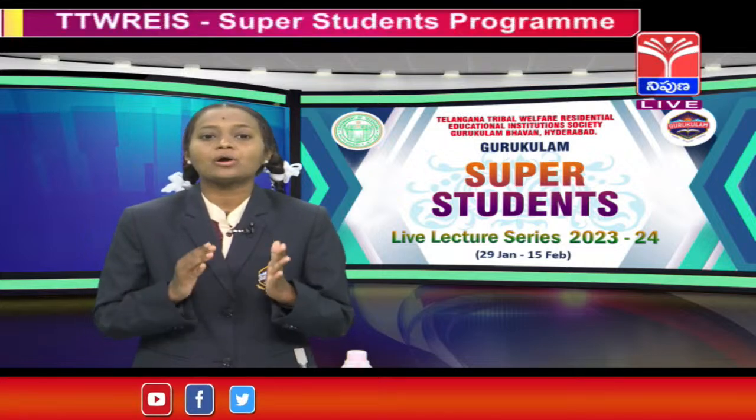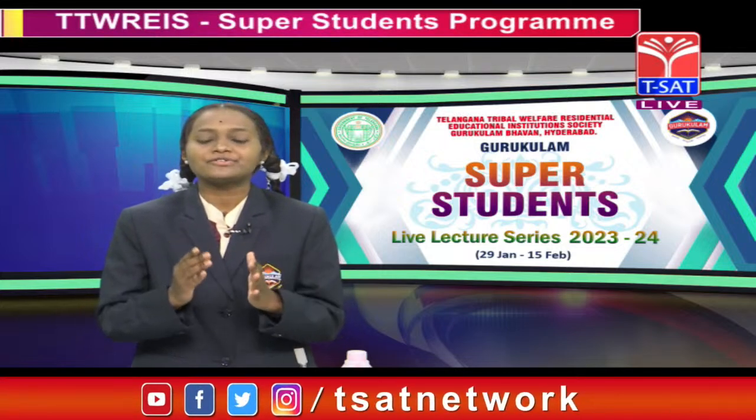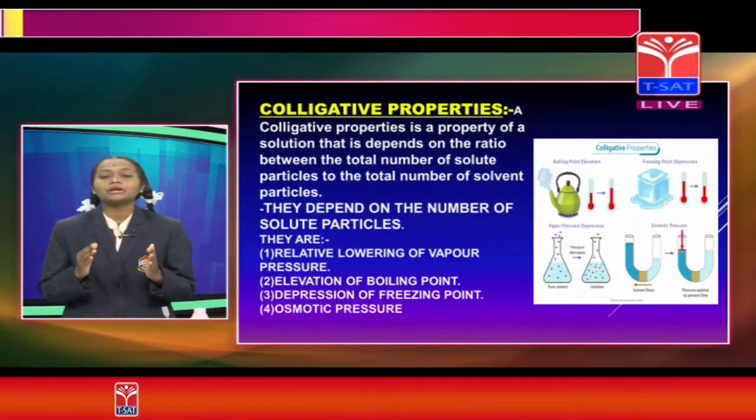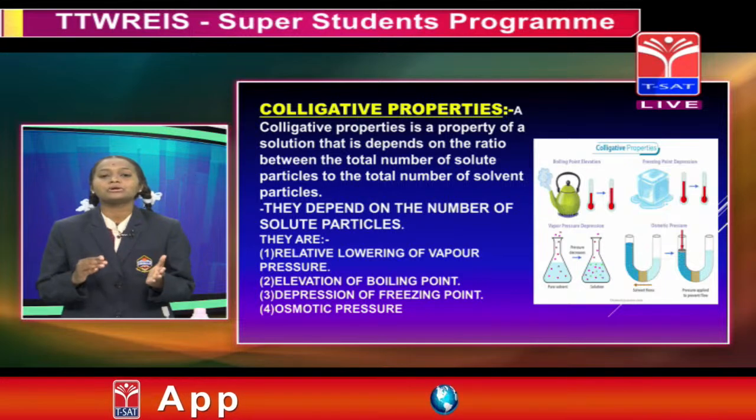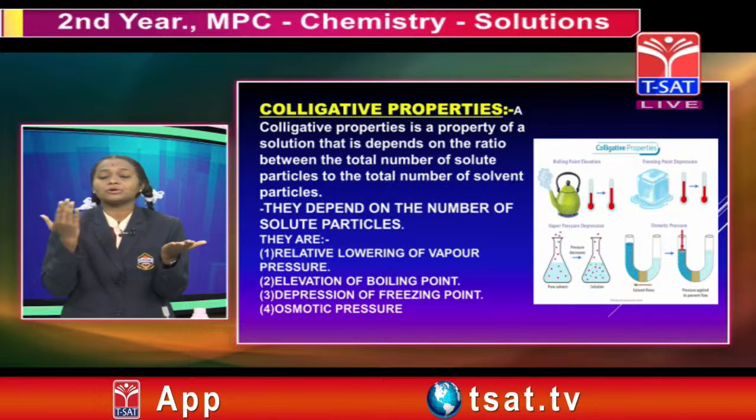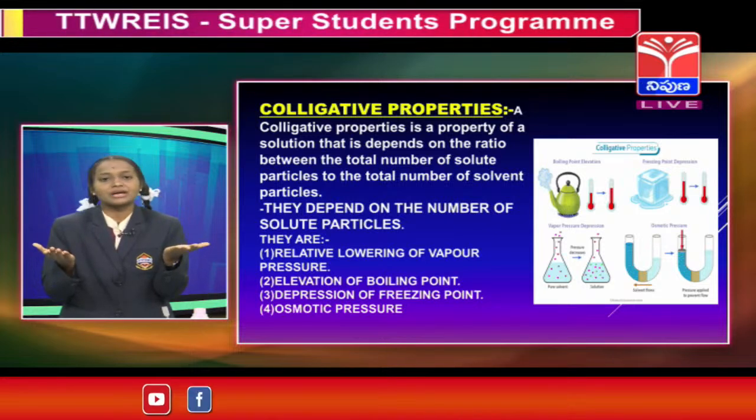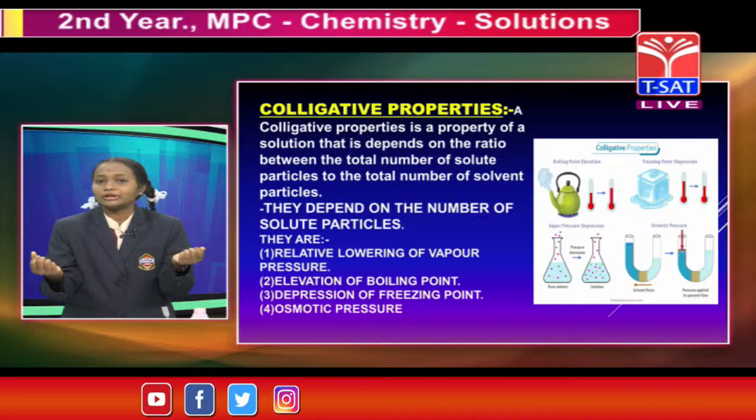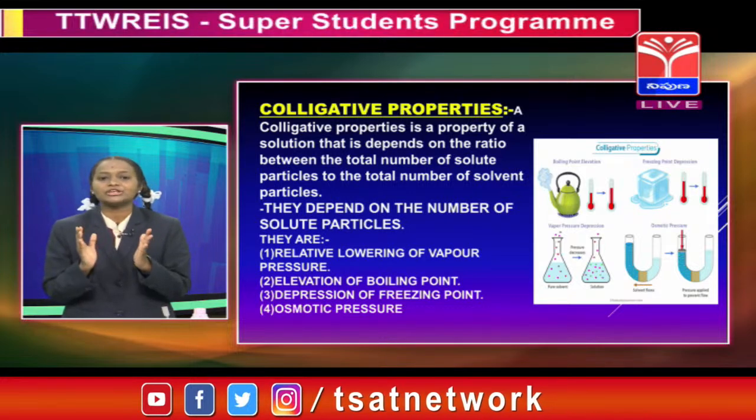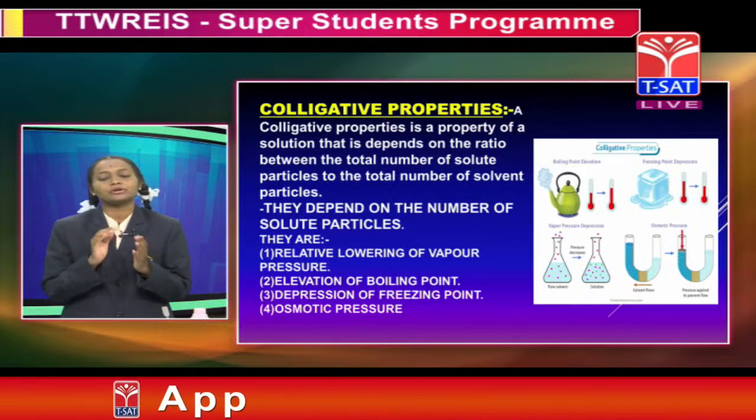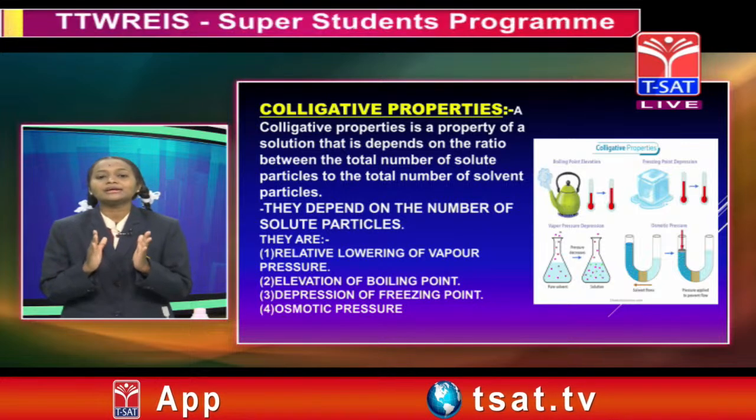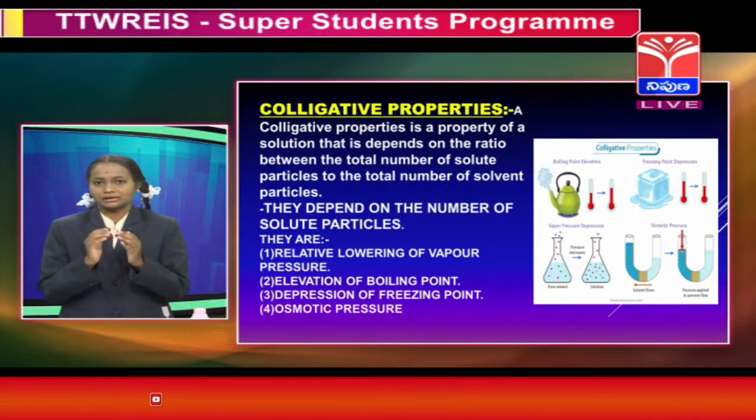Colligative properties. A colligative property is a property of a solution that depends on the ratio between the total number of solute particles and the total number of solvent particles. I say both because solute and solvent together form the solution. So these properties deal with the ratio between the total number of solute particles to the total number of solvent particles, and they depend on the number of solute particles.